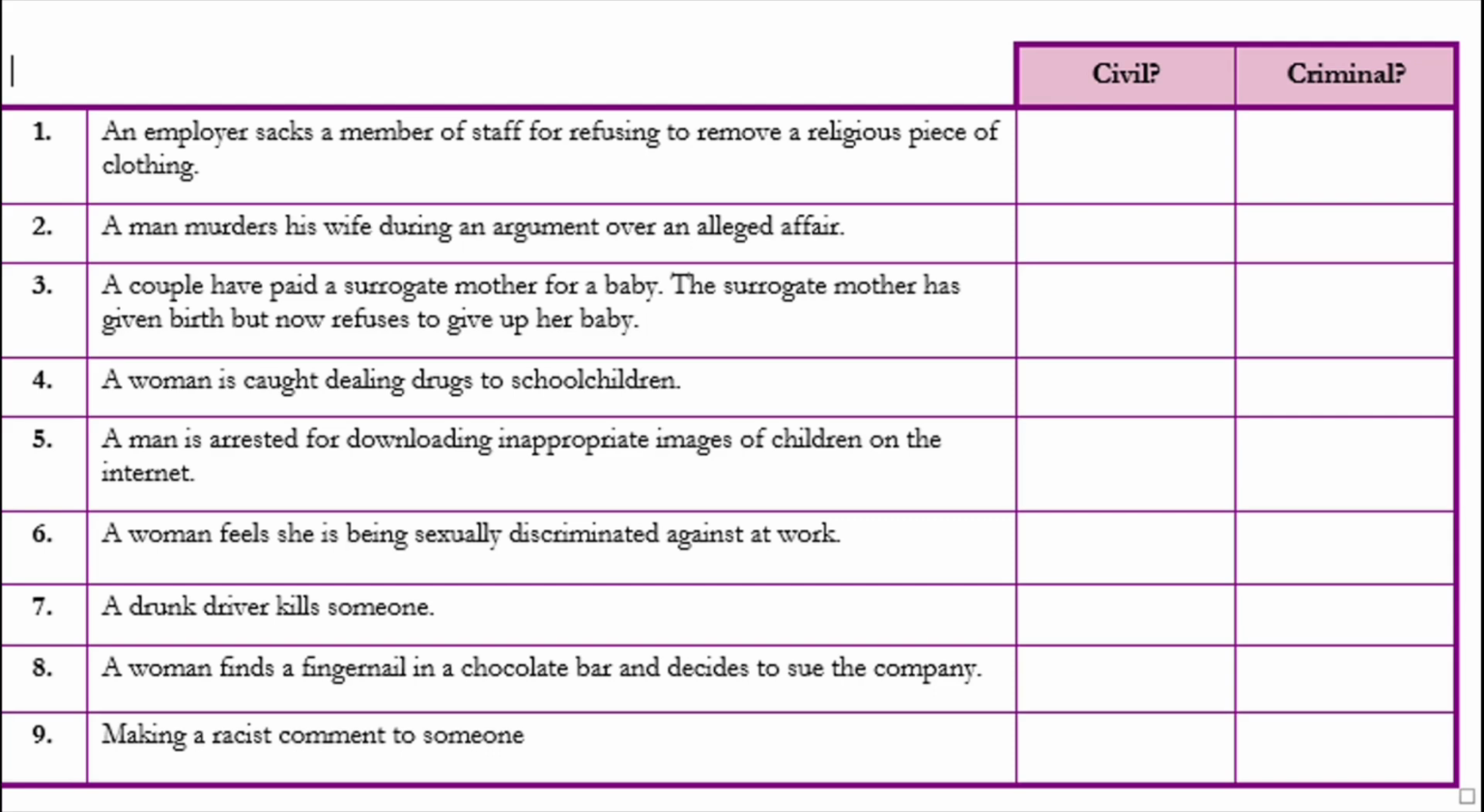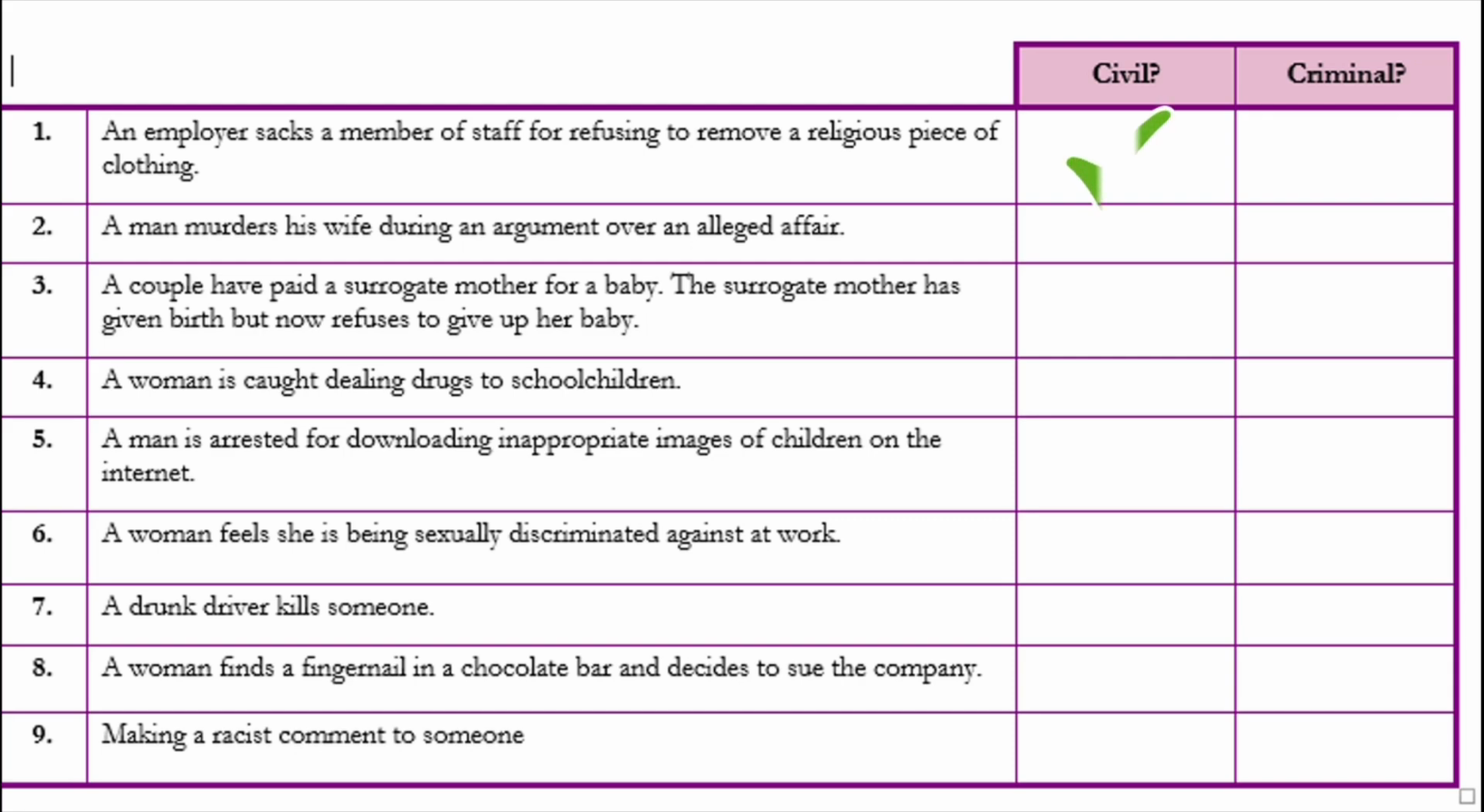Number 6. A woman feels she is being sexually discriminated against at work. Number 7. A drunk driver kills someone. Number 8. A woman finds a fingernail in a chocolate bar and decides to sue the company. Number 9. Making a racist comment to someone. Try doing this activity yourself before we go through the answers.